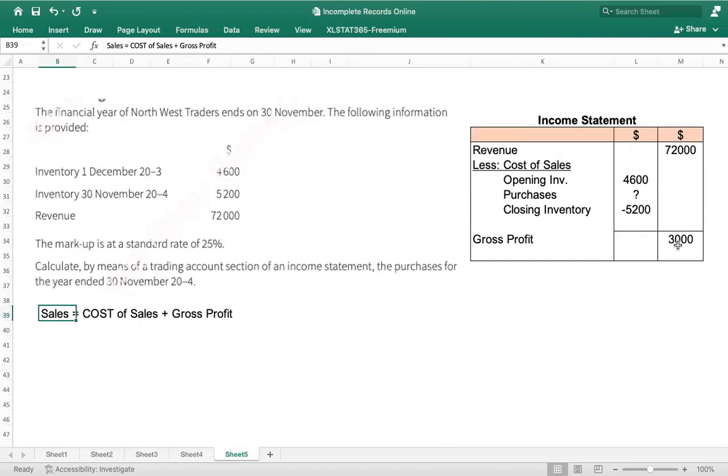If I add gross profit and cost of sale, definitely I will get revenue, right? Yeah. So this formula is clear, isn't it? Yes. Now see my markup.